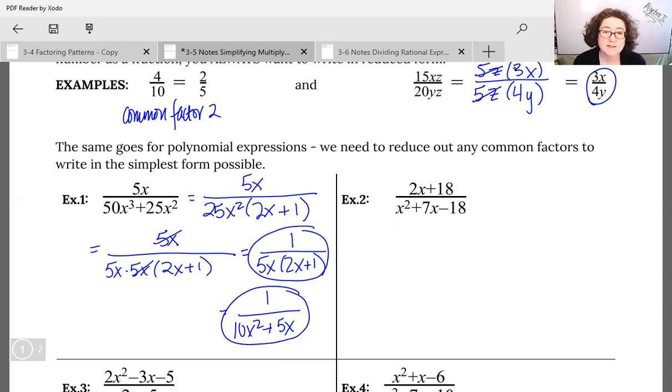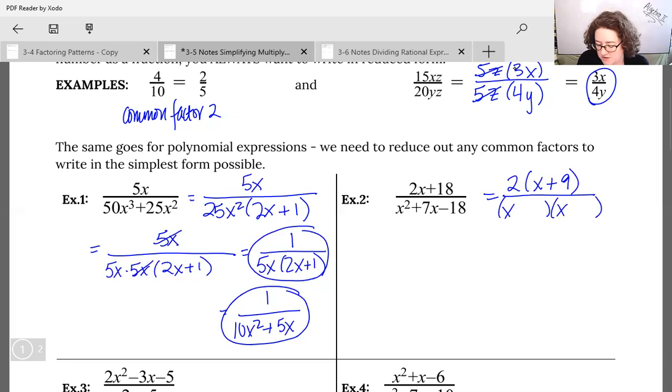Okay, example 2. Again, let's factor each one of our expressions completely and then see what simplifies out. In our numerator, we have a 2x plus 18. I can take a common 2 out of both of those terms, leaving me with x plus 9. In my denominator, I can factor out that trinomial, but it's a pretty straightforward one. The first terms I know have to be x and x to get x squared. So I just need to think of what factors of 18 would combine to make a 7?